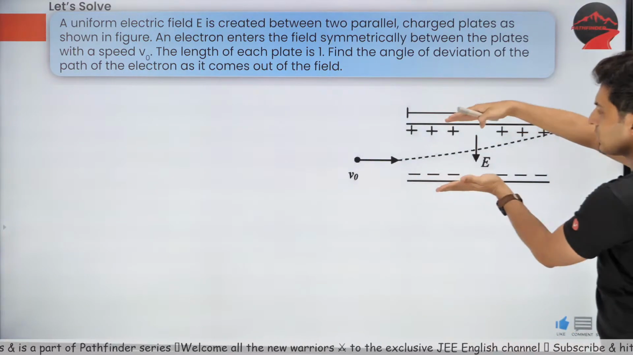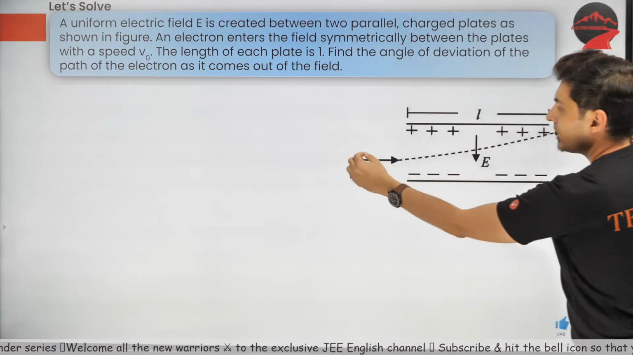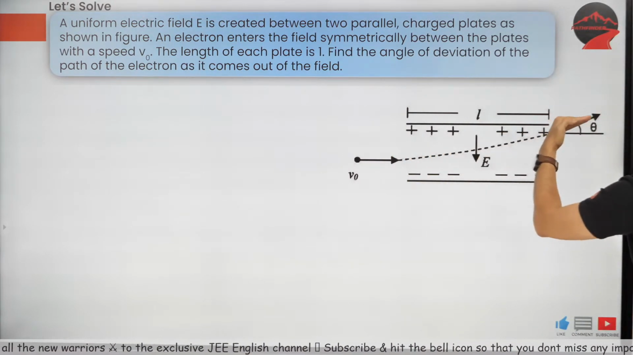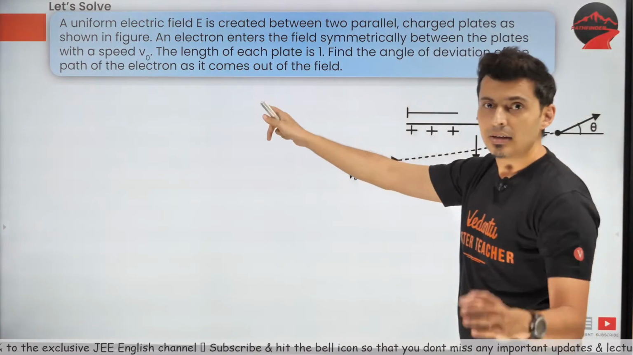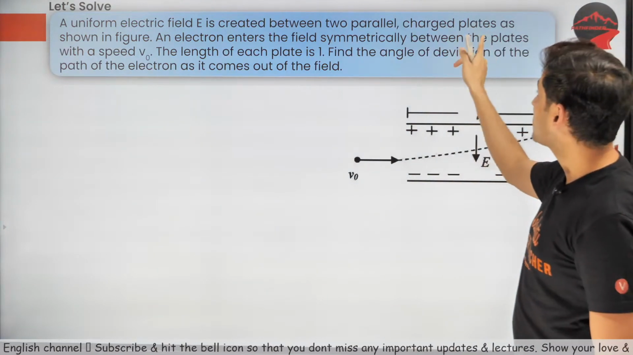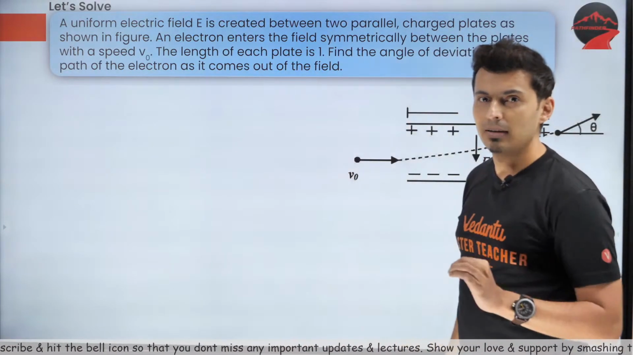Again, there are two plates of a capacitor. There is electric field between them. There is a charge which enters, and by the time it reaches here, it deflects. Why does this charge deflect? You might think because there is electric field. And what kind of charge is this? It's an electron. Electron means negatively charged.